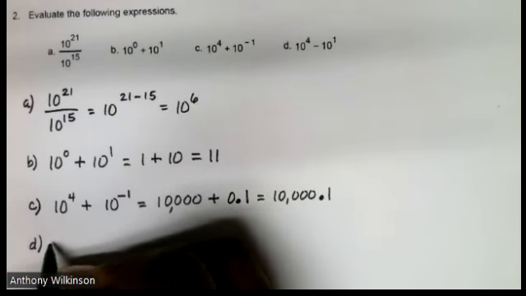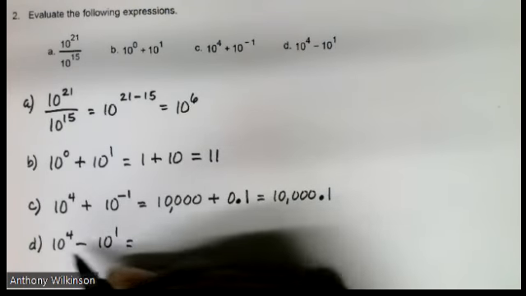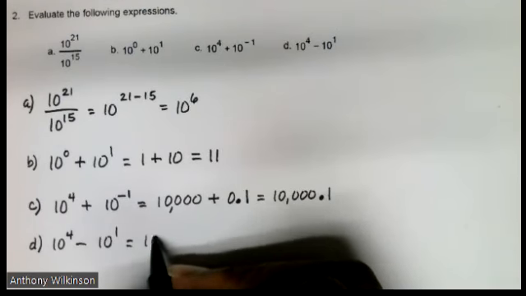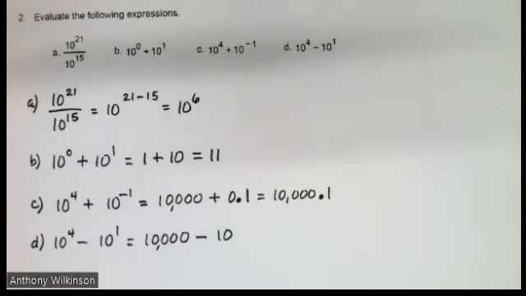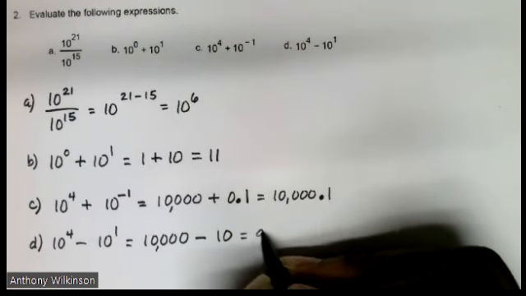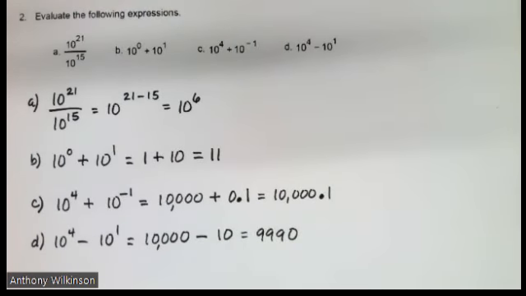And finally, part D, 10 to the 4th minus 10 to the 1. Well, 10 to the 4th is a 1 with 4 zeros behind it. So that's 10,000 minus 10 to the 1, which is going to be a 1 with only 1 zero behind it. It's 10. Subtract 10 from 10,000, you'll end up with 9,990. Okay. So that does conclude this short section, or short review, on powers of 10.